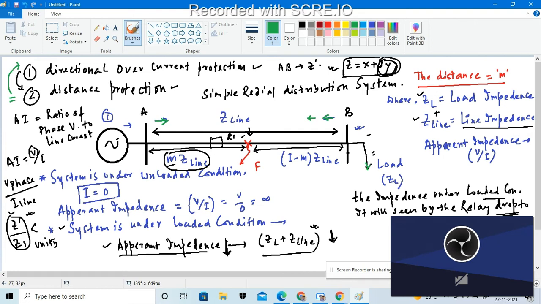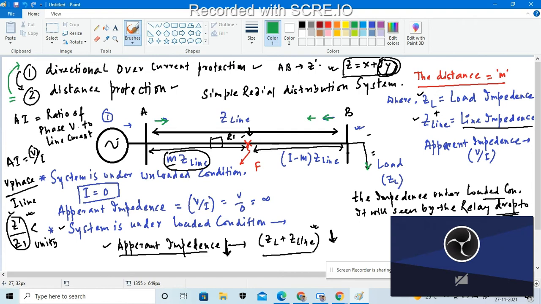Is it clear or not? Is it clear or not? Or is there any question? Yes, Ritesh? Yes sir. Is there any question, is it understood?